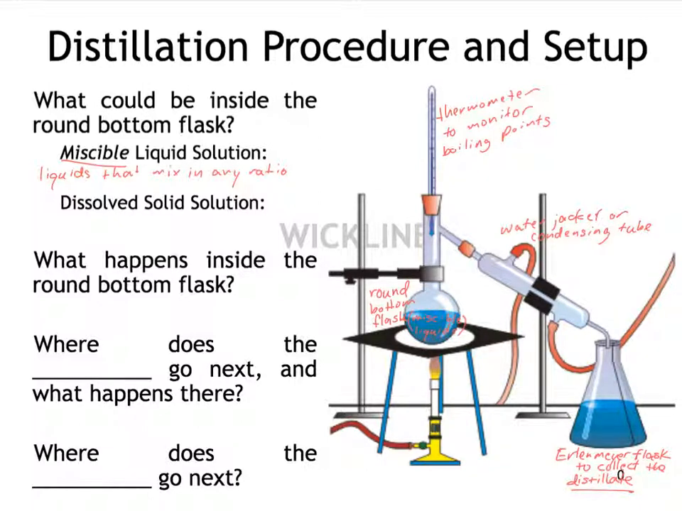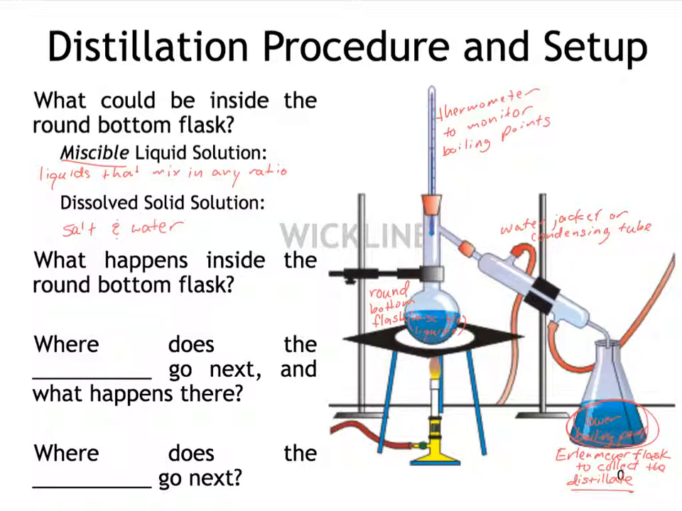And what you've done is you have separated two substances that were in a homogeneous mixture based on a property that they have, and that property is really simple. It's boiling point. So you can separate particles based on boiling point. This process could be used for two liquids, two miscible liquids like alcohol and water, or it could be used for a dissolved solid solution such as salt and water.